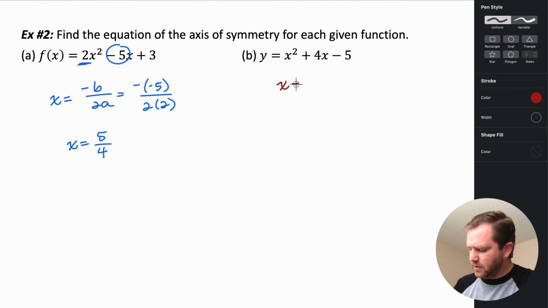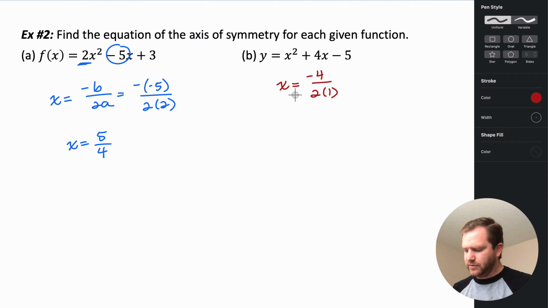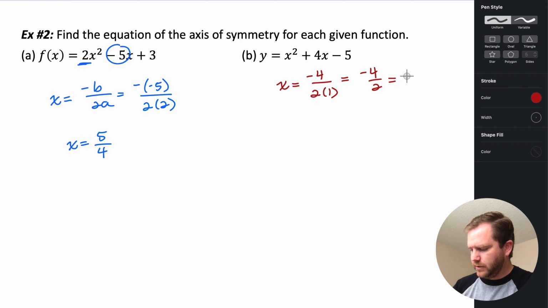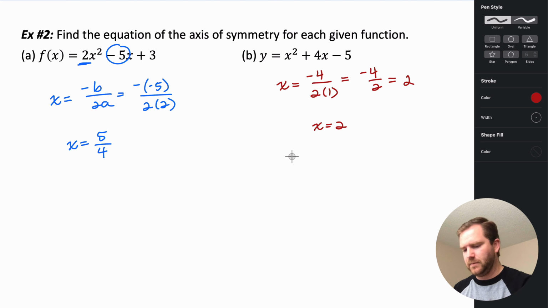Let's try this one here. It's going to be x equals the opposite of b, so b is +4, so we're going to take the opposite of b, which is -4, divided by 2 times a, which was 1. Remember, if there's not a number written there, there's an implied 1 there. So that's -4 divided by 2, which is -2. So x equals -2 would be our axis of symmetry for that equation.